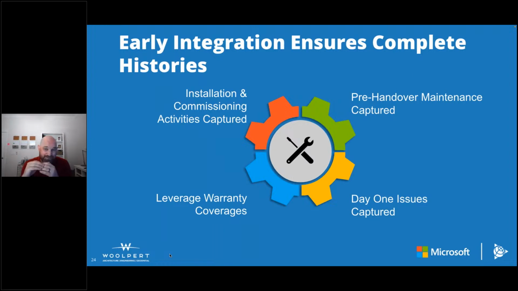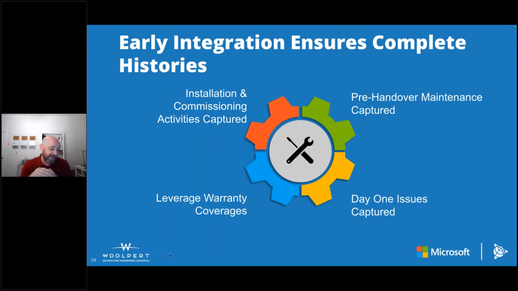You can also get any pre-handover maintenance. Some of this stuff gets installed a year, 18 months before the facility actually gets to full operation. And so maintenance activities are taking place on those assets during that time frame. If you have that asset data earlier, you can capture those activities. Certainly it puts you in a position to get day one issues captured. There's always issues on day one. And so being able to have your system already in place to capture service requests and maintenance history on day one is huge. And that puts you in a position also to leverage warranty coverages.